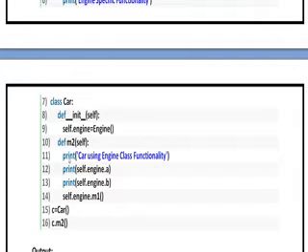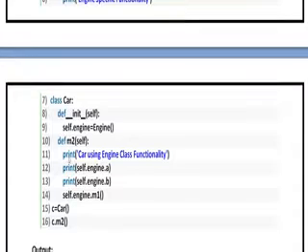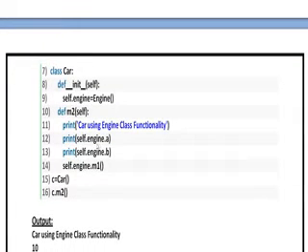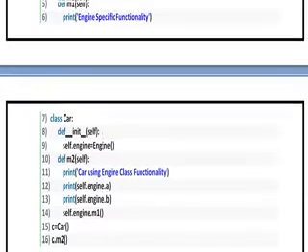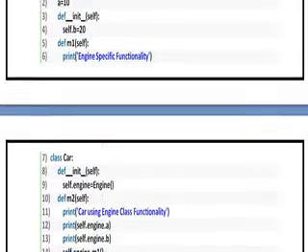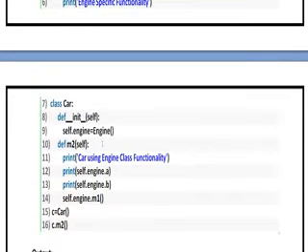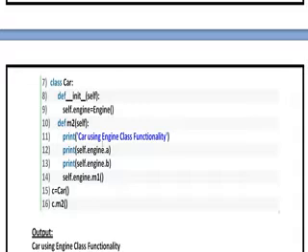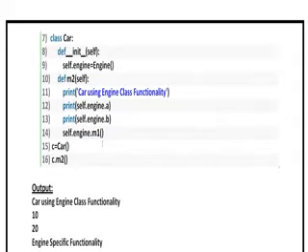Next, I am writing a print statement: print car is using engine class functionality. Next, print self.engine.a. In the Engine class's init I have written the a value as 10, and the b value as 20. So if I call self.engine.a and self.engine.b, I am going to get the values 10 and 20.